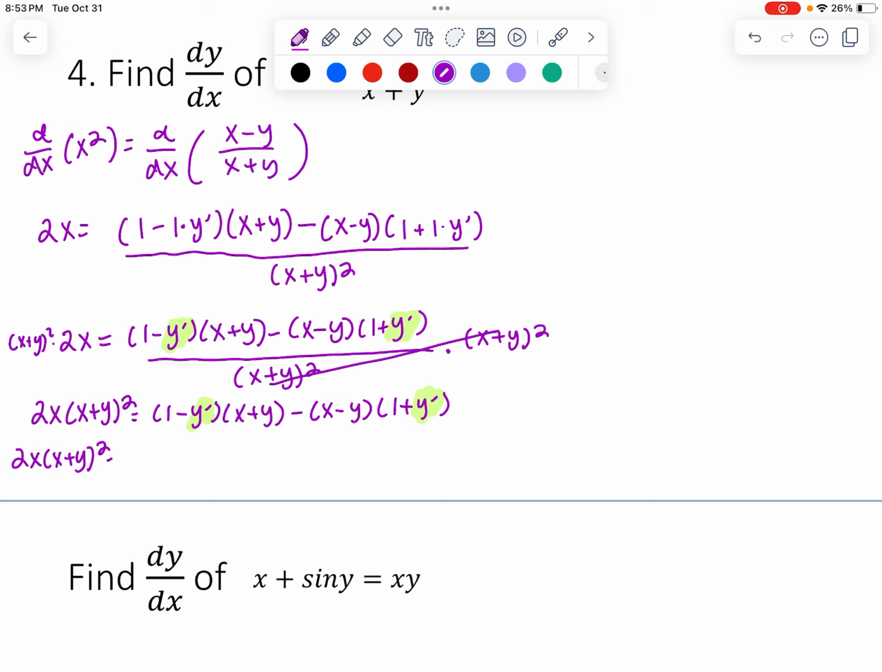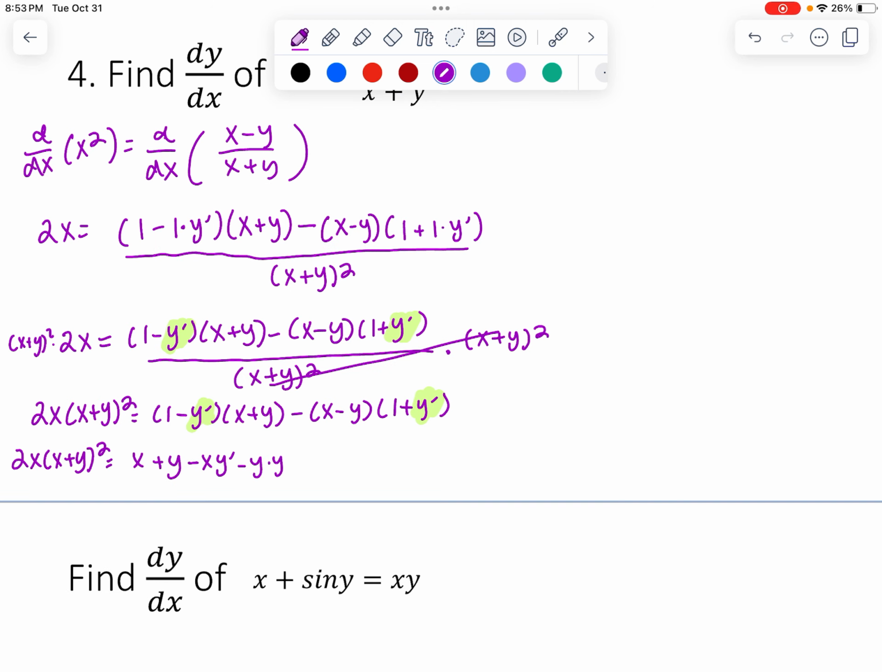So nothing on the left side is going to change right now. It's very unproblematic. But I'm going to come over here and I'm going to distribute these so that I can get the y primes out of the multiplication sign. So I'm going to do 1 times x, which is x. Then I'll do 1 times y, which is y. Then I'll do negative y prime times x, which will be negative x y prime. And then negative y prime times y, which will be negative y times y prime. So that's that part.